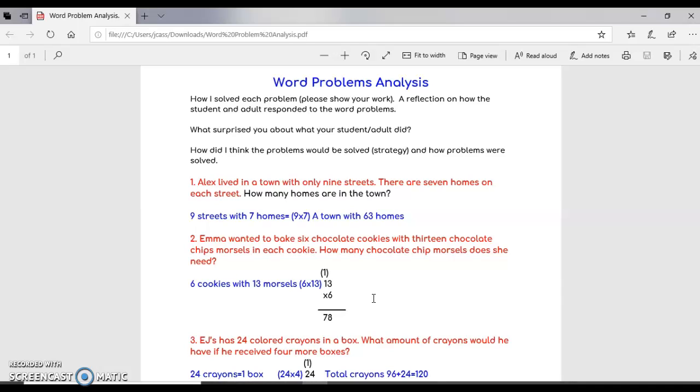I love multiplication, and when I see numbers 1 through 12 multiplication tables, I know it just by memory. And that's how I solved my first problem. I knew 9 times 7 was 63.